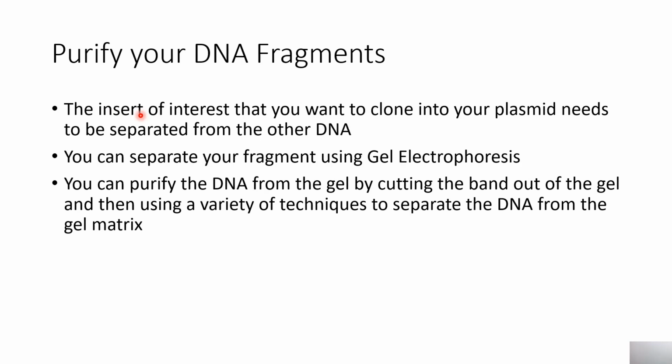So the insert of interest that you want to clone into your plasmid needs to be separated from the other DNA, right? So you can separate your fragment using gel electrophoresis. You can then purify the DNA from the gel by cutting the band out of the gel and then using a variety of techniques to separate the DNA from the gel matrix.